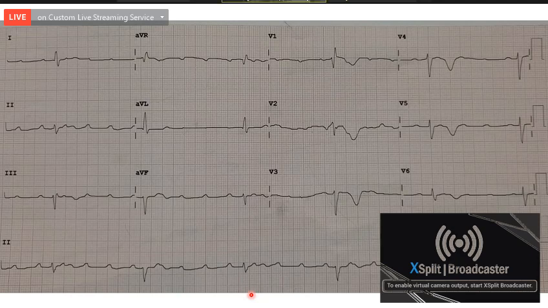Reversible causes are unlikely because this patient has a 4:1 block, unless the patient is having an acute myocardial infarction. But here, all put together, the patient has a bundle branch block, and most likely the patient has a degenerative, chronic high-grade AV block and will require a permanent pacemaker. Very good.